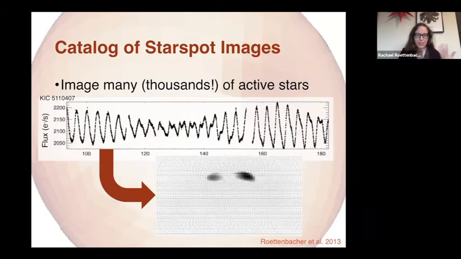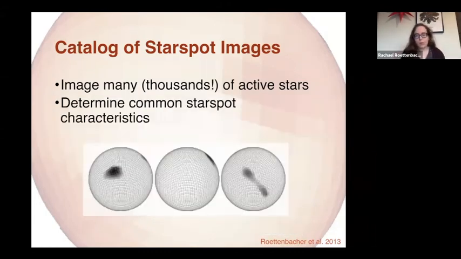And so the idea is that I'm going to have all of these surfaces, and I'm going to be able to do all of these studies on it to track the spots over time, do the differential rotation studies, and the hope is that I'm going to be able to determine some common star spot characteristics. The goal is to be able to say, I have a star of a particular spectral type, and I expect it to have this sort of spot on it.